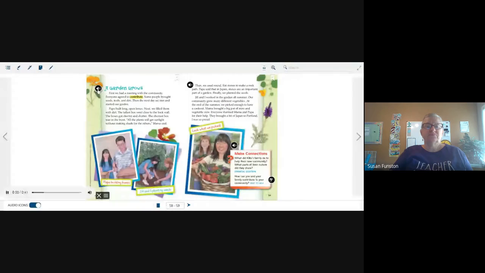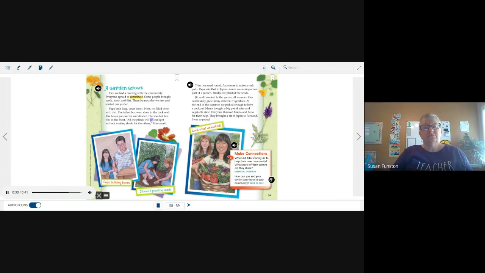A garden grows. First, we had a meeting with the community. Everyone agreed to contribute. Some people brought seeds, tools, and dirt. Then the next day, we met and started our garden. Papa built long open boxes. Next, we filled them with dirt. The tallest box went close to the back wall. The boxes got shorter and shorter. The shortest box was in the front.